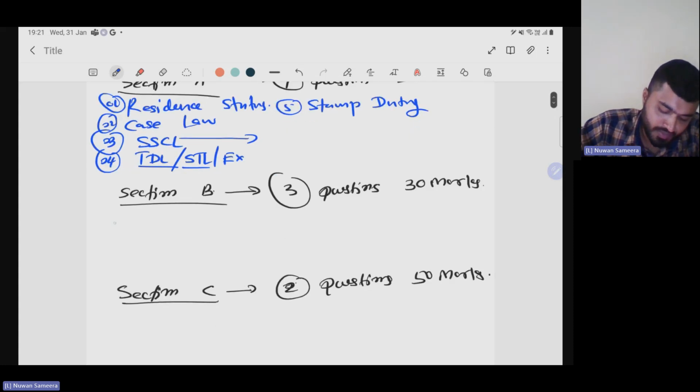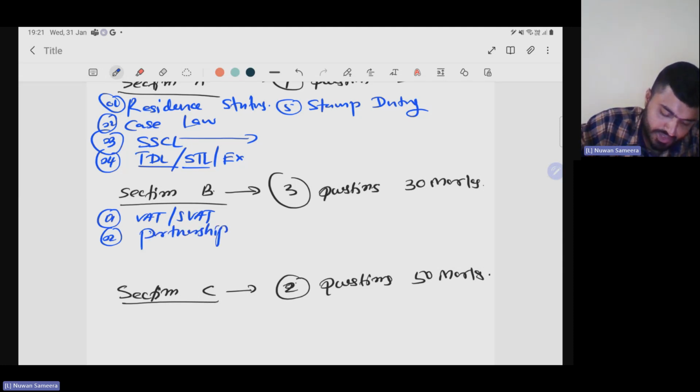Section B, definitely it can test VAT, value added tax, and SVAT application. As a second part, the partnership. These questions will definitely be there. Then tax administration.